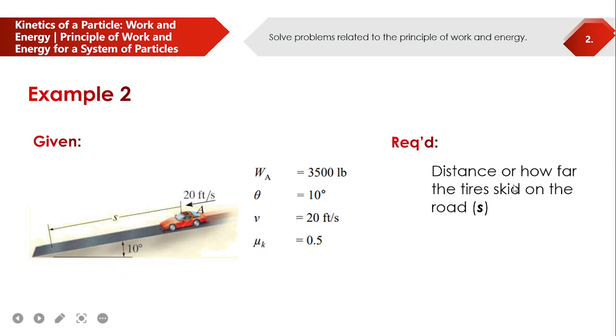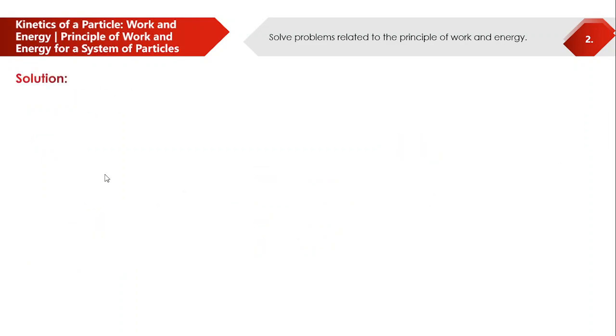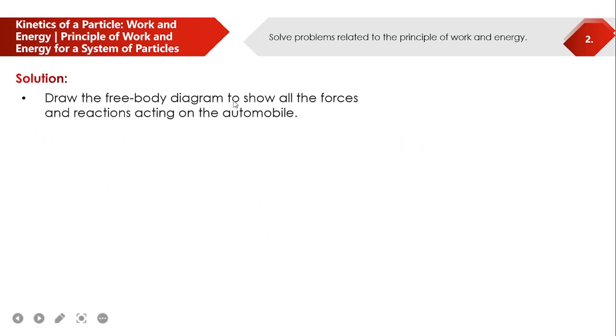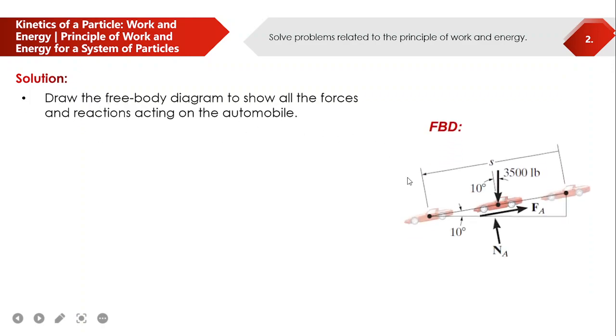And we are required to find the distance, or how far the tires skid on the road. So, solution: draw the free body diagram to show all the forces and reactions acting on the automobile. Ito yun. Meron kang weight, meron kang friction force at A, and then normal force.